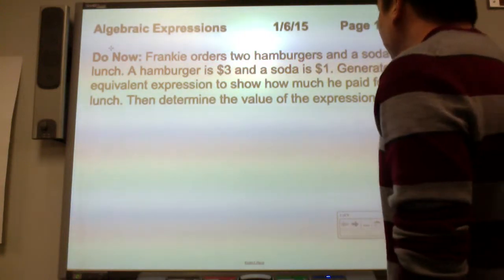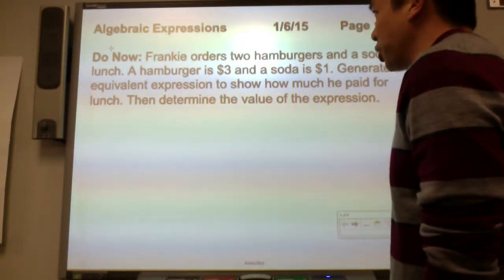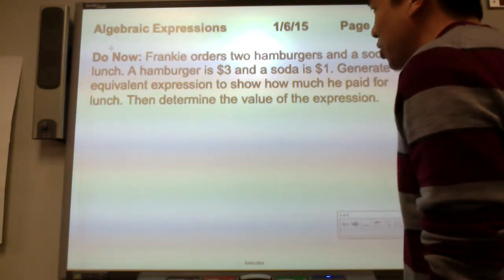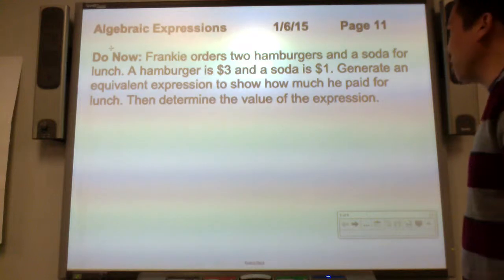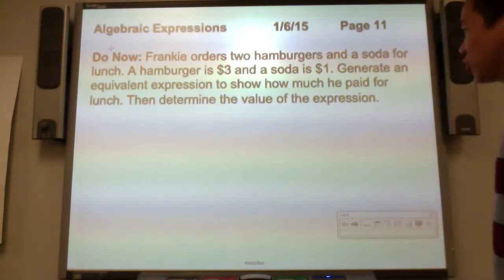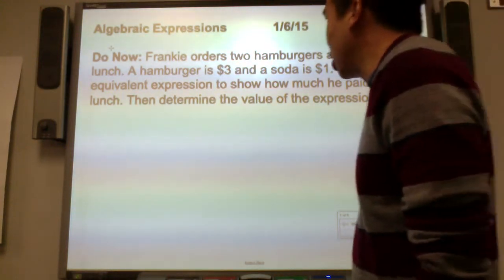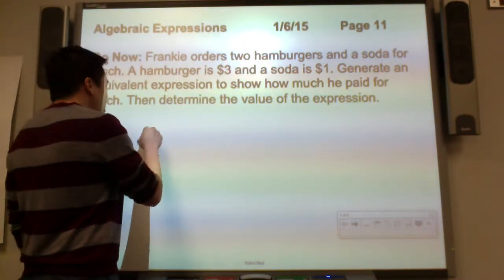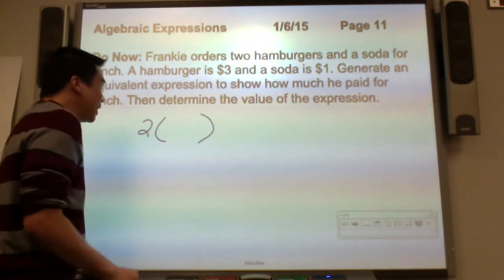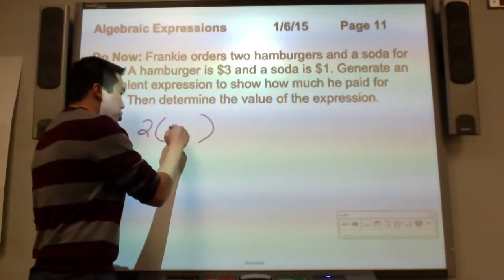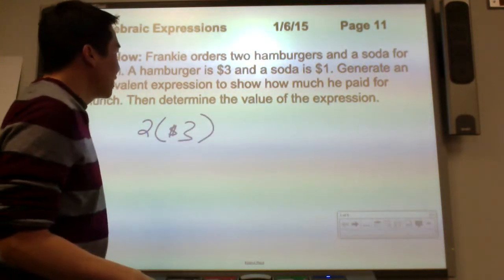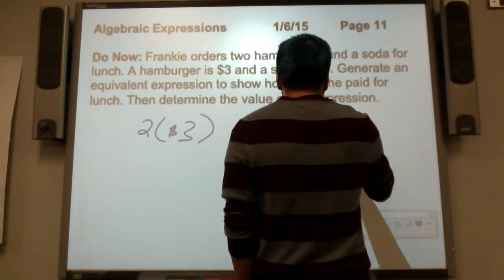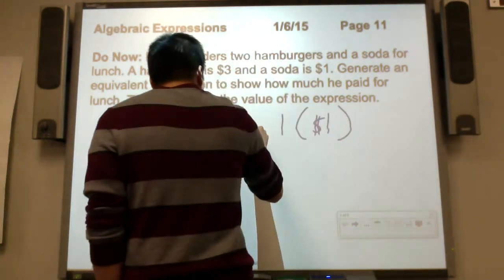Frankie orders 2 hamburgers and a soda for lunch. A hamburger is $3 and a soda is $1. Generate an equivalent expression to show how much he paid for lunch. Then determine the value of the expression. So we know he bought 2 hamburgers. Each hamburger costs how much? $3. Then we know he bought 1 soda. Each soda costs $1.